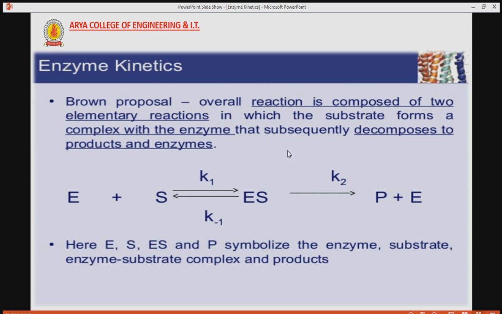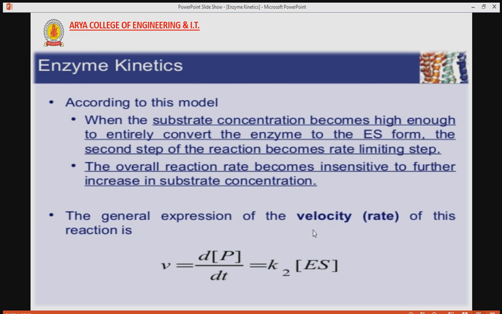According to the Brown proposal, the overall reaction is composed of two elementary reactions in which the substrate forms a complex with the enzyme that decomposes to the products and enzyme. So, we can say that the velocity or the rate of reaction can be given by the time rate of change of product, which equals K2 into ES. The overall reaction rate becomes insensitive to further increase in substrate concentration, meaning once it attains a limiting value, there is no further change in the rate of reaction.